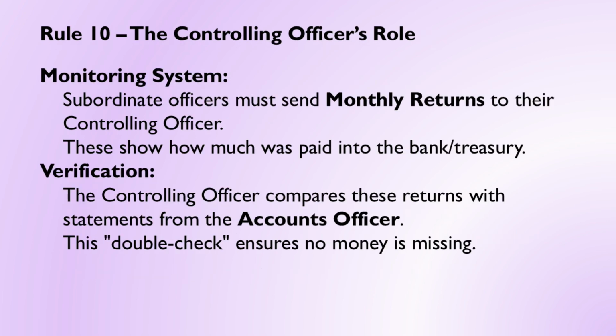Rule 10. The controlling officer's role. How do we prevent fraud and errors? Rule 10 introduces a system of checks and balances. Subordinate officers must send monthly returns to their controlling officer. The controlling officer then takes these returns and compares them against the statements provided by the accounts officer. If the figures do not match, we know immediately that something is wrong.